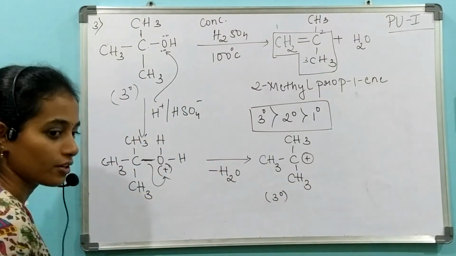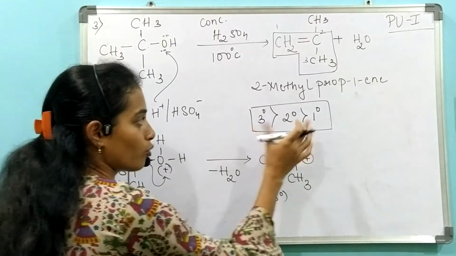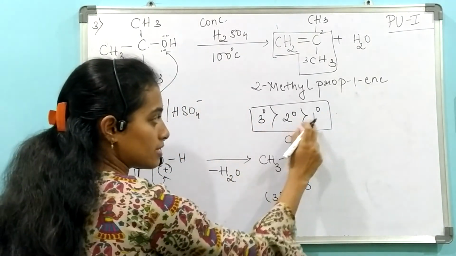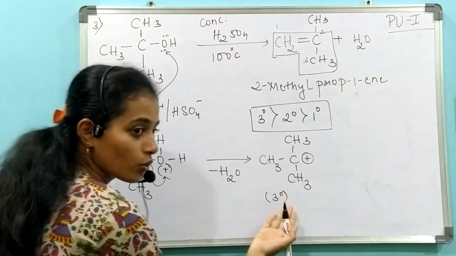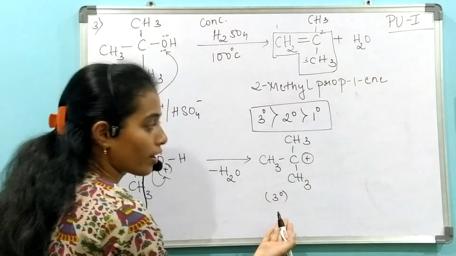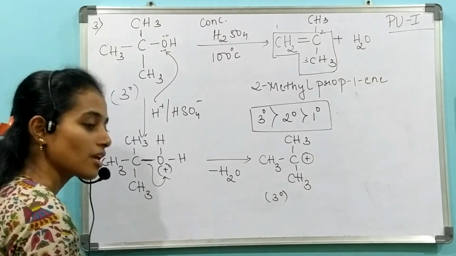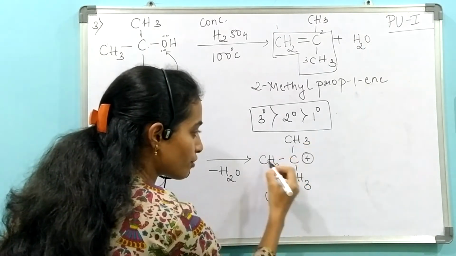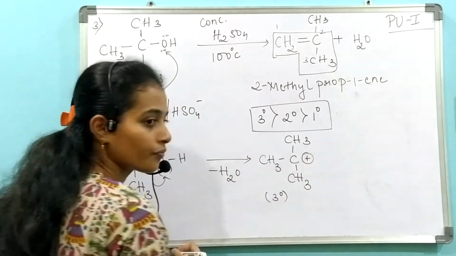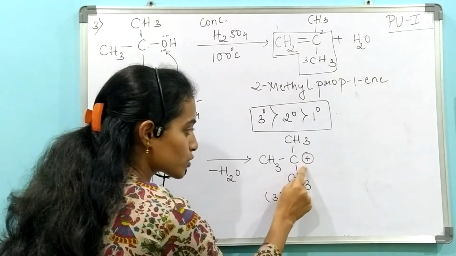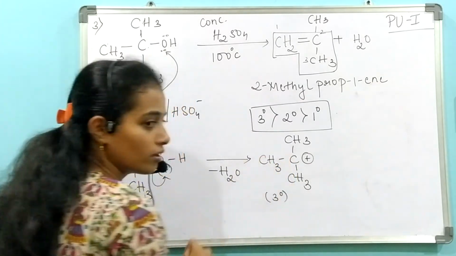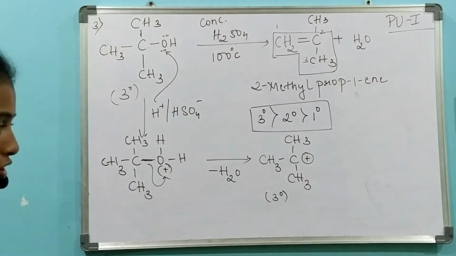As I have already said, the stability order of the carbocation is tertiary more stable than secondary than primary. So here you have prepared a tertiary carbocation, which is highly stable because this carbon has 3 friends to help it. This carbocation is having 3 methyl groups to make it stable. So the tertiary carbocation is highly stable.